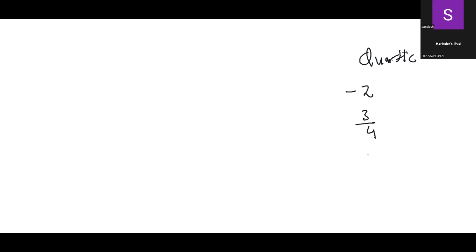So there's a quartic function, and it has a 0 at -2, at 3/4, and at 5, but the root at 5 has order 2. Try drawing this. The 0 at 5, this one, it has order 2.